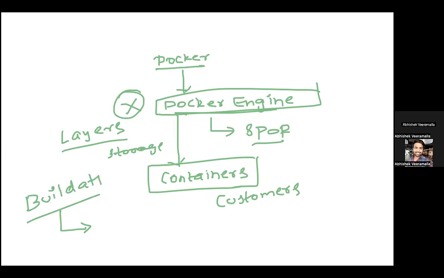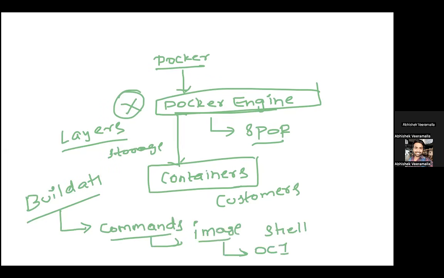Buildah basically works on commands, so you don't have to write something like Dockerfiles. In Buildah, you can write a shell script, and in the shell script you can put all of the Buildah commands and it would create an image for you. And this image can be a Docker image or any other OCI compliant image. So Buildah also supports Docker images. You can also create Docker images using Buildah.